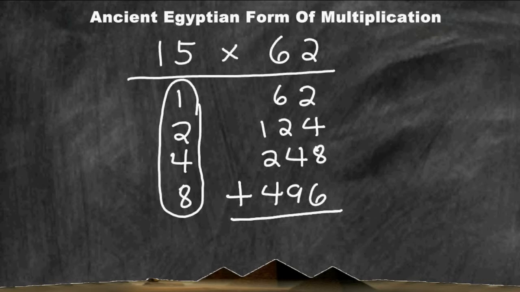So we're going to add up these numbers together, and in the first column, we have a total of 20. In the next column, we have a total of 23. And in the last column, we have a total of 9. So the product of 15 and 62 is 930. And that is how you multiply numbers using the ancient Egyptian method of doubling.